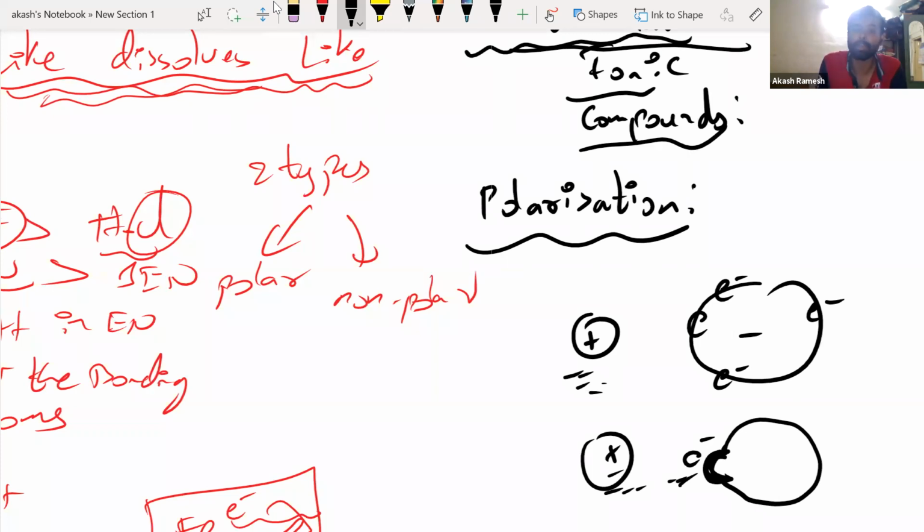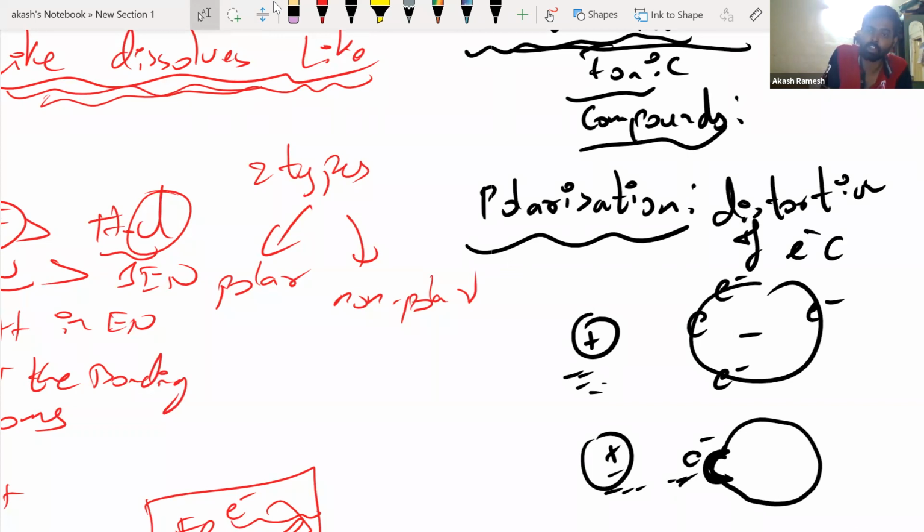Now this phenomenon of distortion, the polarization, how do I define it? It is the distortion of the electron cloud. Polarization is nothing but distortion of the electron cloud. The electron cloud is properly oriented here, but in reality, what we see is that the electron cloud is not properly a circle. It is going to become a little distorted because of the presence of the cation. The electrons are going to come closer to the cation.